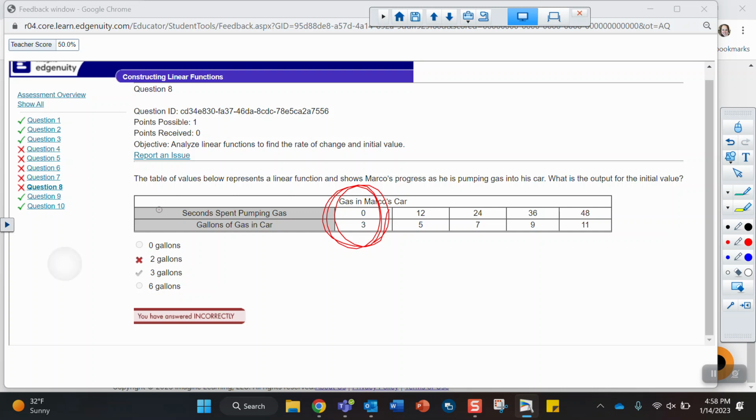In a horizontal table like this, this is always the x and this is the y. The x's are your inputs and the y's are your outputs. So that was asking you, what is the y value when x is 0? Okay, let's go ahead and look at that other attempt.